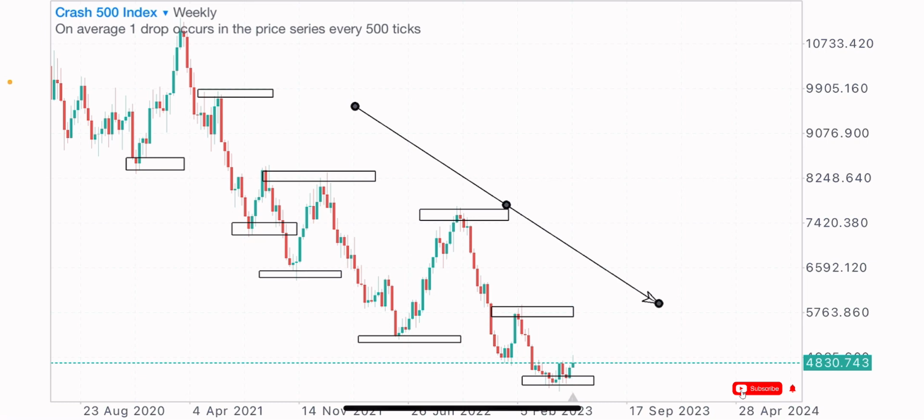So what's the market situation on crash 500 index? What are we to look out for on this market formation? Let's head to the daily time frame to see what the market looks like. But firstly, let's identify our zones and our levels on the weekly time frame.